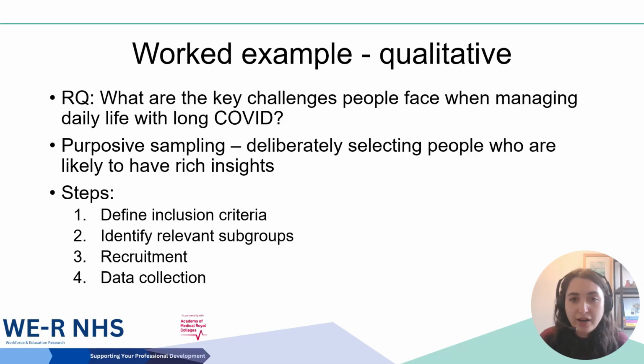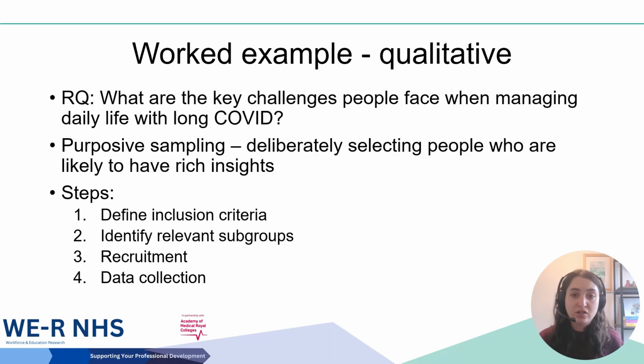Here is an example of how this might work in a qualitative project with a research question of what are the key challenges faced by people when managing daily life with long COVID? So you want to use purposive sampling here, where you're deliberately selecting people who are likely to have rich insights. There are 4 main steps, starting off with defining your inclusion criteria. How will you define long COVID? In this case, I've gone with having experienced long COVID symptoms for more than 12 weeks. I've chosen this 12-week period because you want to make sure people will have enough to say.